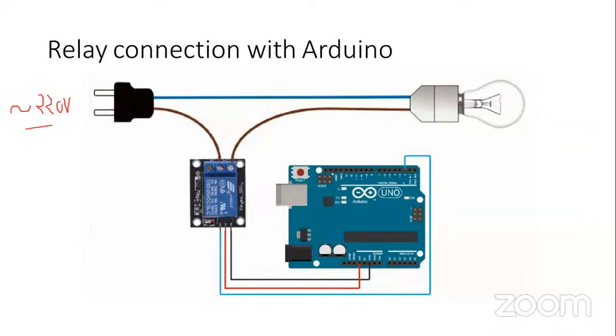And when we give signal high, the bulb will be on and this connection will be completed, and when there is no signal, this connection will be cut like this. So this is how the relay is working. Now we are going to use this relay for making a project.